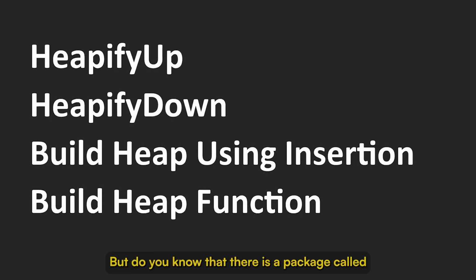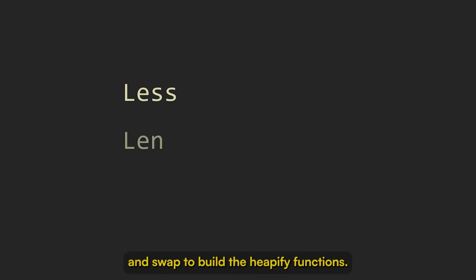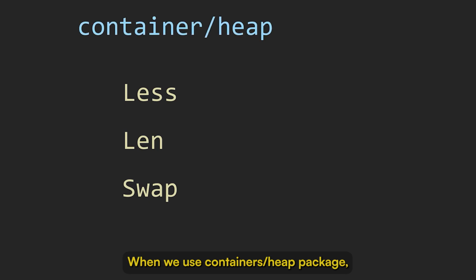Hello everyone. In the last video, we discussed the basic functions that help us make a heap in Go. But do you know that there is a package called container/heap which provides a structure for working with heaps in Go? If you observed in the last video, we had used functions like less, len, and swap to build the heapify functions. When we use the container/heap package, these are the ones that we need to implement if we need to make any type behave like a heap.